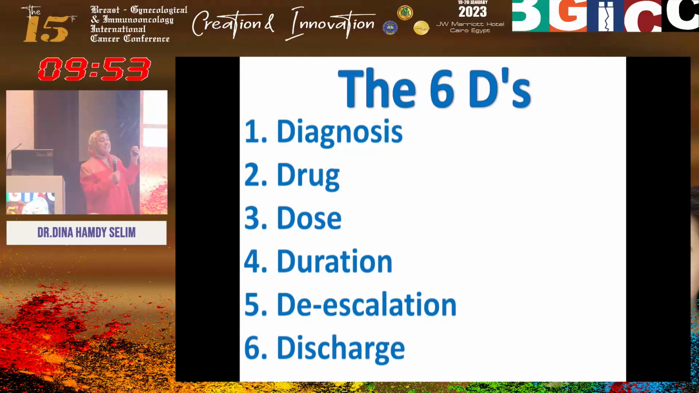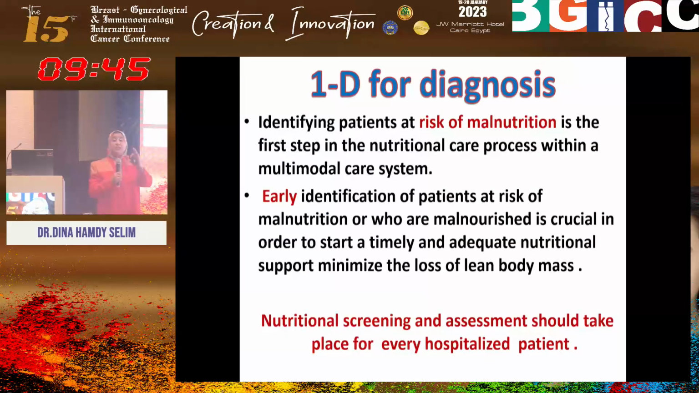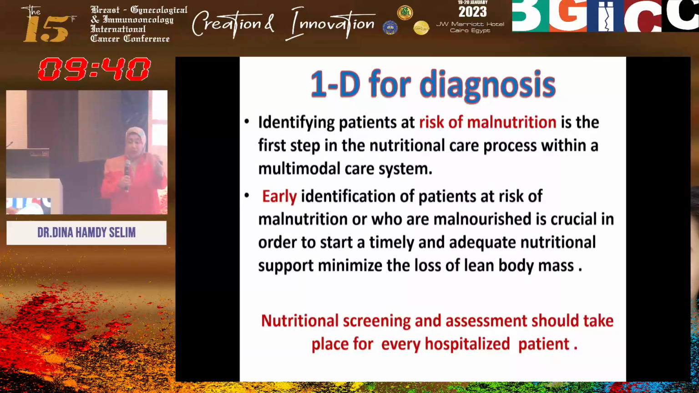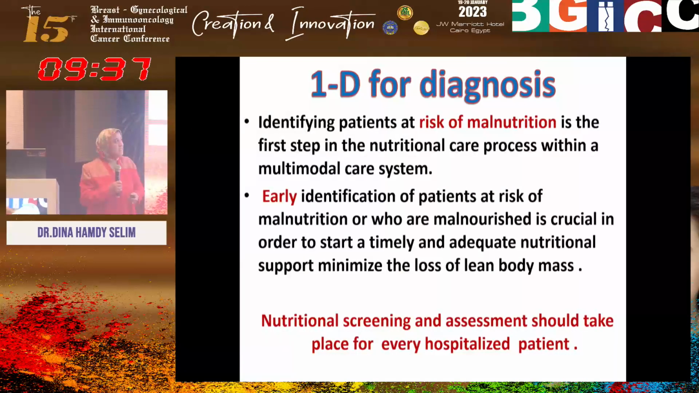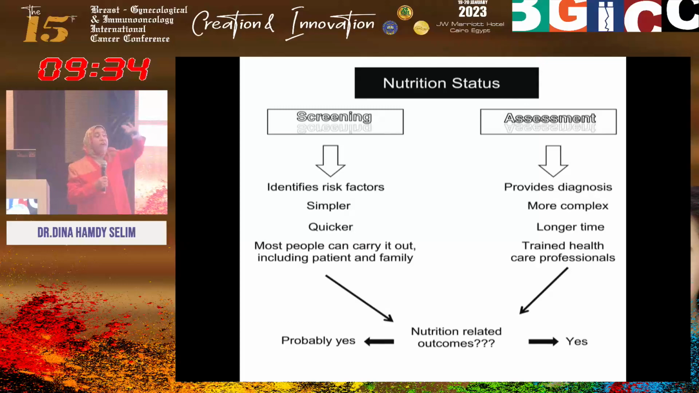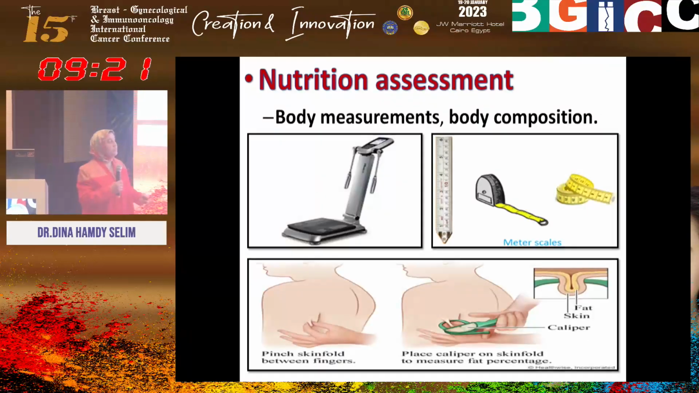What are the main 6 Ds of nutrition stewardship? First of all is diagnosis. As we mentioned, on admission we have to diagnose our patient: is he malnourished, at risk of malnutrition, or well-nourished? Through screening and assessment. Screening, as we said, is a very simple tool, not taking any time, anyone can do it, only 4 questions to be answered. Then we go through assessment, which is more complicated. Simply, it's 4 items, A, B, C, D.